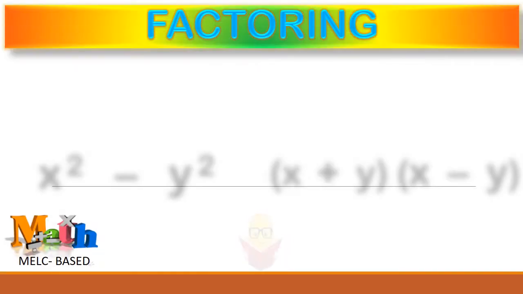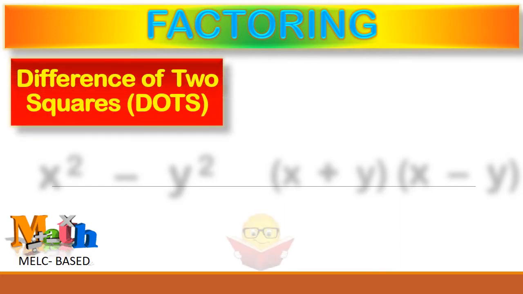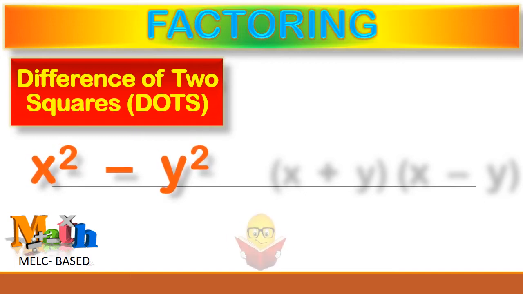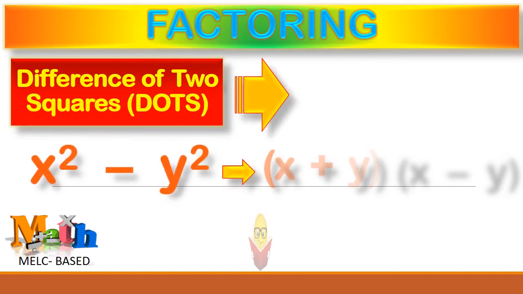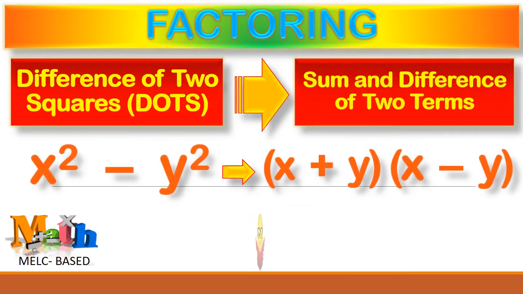Hi everyone! Today, we're going to visually explore a pattern on how to factor completely a type of polynomial, which is the difference of two squares. So by definition, when you have a binomial of the form x squared minus y squared, then we can factor it as x plus y times x minus y, which is a sum and difference of two terms.